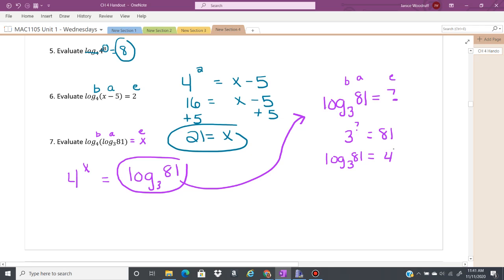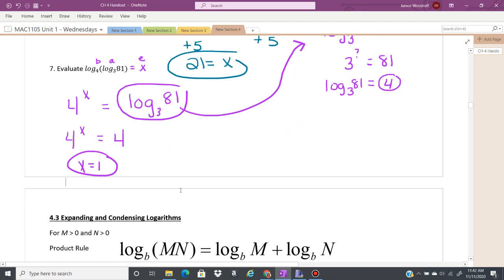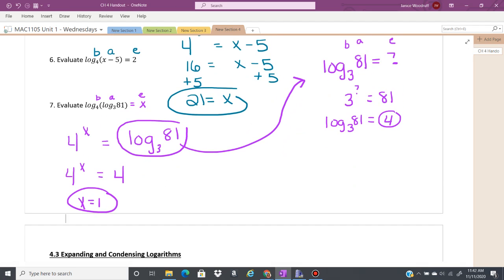So if log base 3 of 81 is 4, then this becomes 4. So I have 4 to the x equals 4. So 4 to what power is 4? 4 to the first power is 4. So the answer there is x equals 1. All right, and that's everything for 4.2.